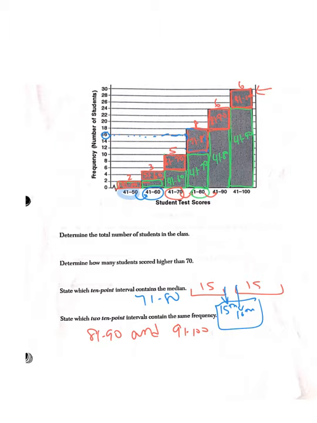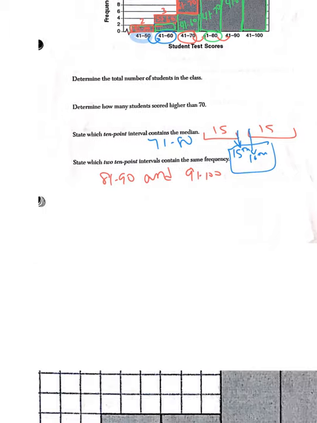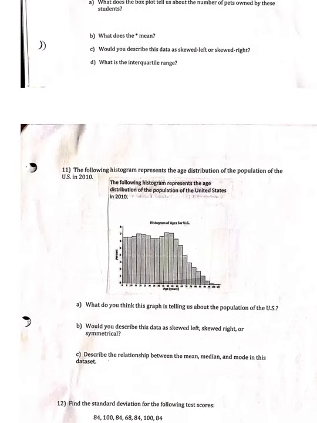Okay, and then your question was on 11C, so let me see what 11C is. Describe the relationship. Oh, you know what? Don't worry about 11C. I forgot to tell you guys not to worry about that. That's not something you need to understand, how the mean, median, and mode change with skewed graphs. So don't worry about that.